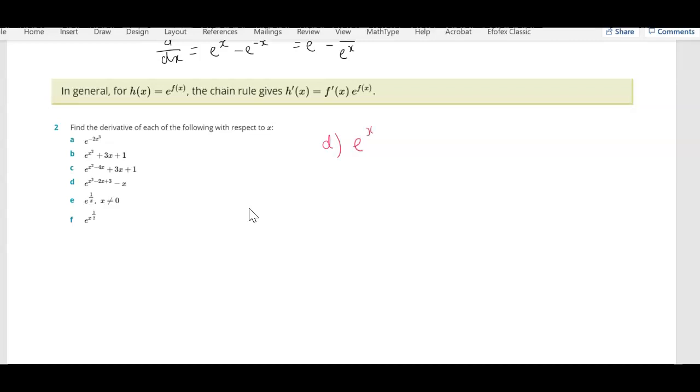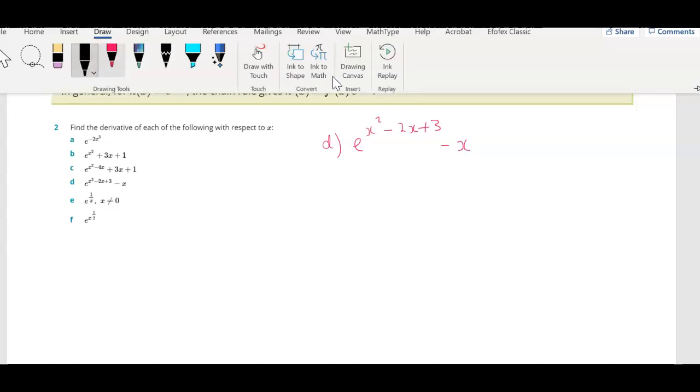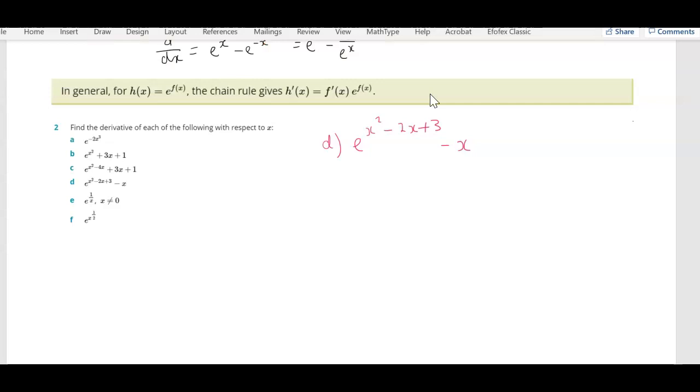e to the x squared minus 2x plus 3. Now, notice how I clearly write my power up the top. Please don't be sloppy with that, because you will be marked incorrect if it's not quite obvious that it's a power. I mean, on your exam, that is. Okay, I might be a little bit more generous. All right, so we're going to let u equal that power. So let u equal x squared minus 2x plus 3, so du dx is equal to 2x minus 2.